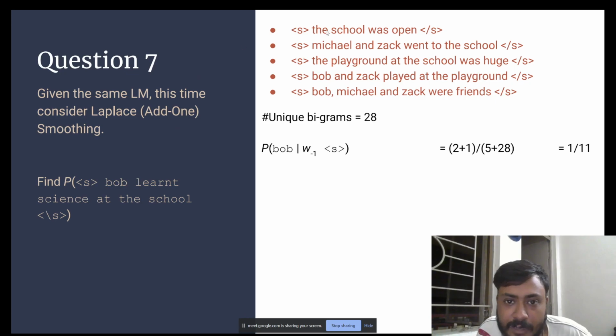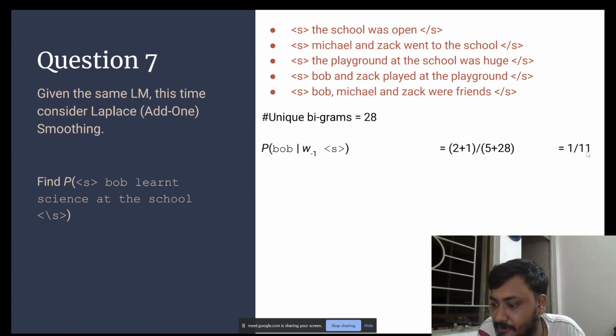If you look over here, beginning of sentence occurs 5 times, and Bob comes after that 2 times. So in the numerator you have 2, in the denominator you have 5. You would have calculated 2 by 5 as the probability if you did not have the Laplace smoothing. Because you have the advanced smoothing, you will add 1 to the numerator and V to the denominator. That is why we are getting 2 plus 1, 3, divided by 5 plus 28, which is 33. So that is why 1 by 11.